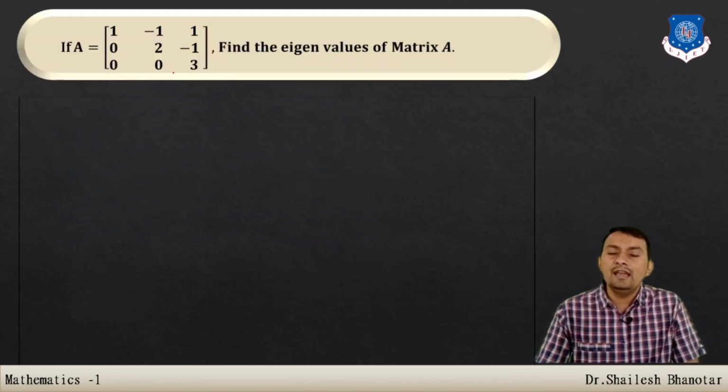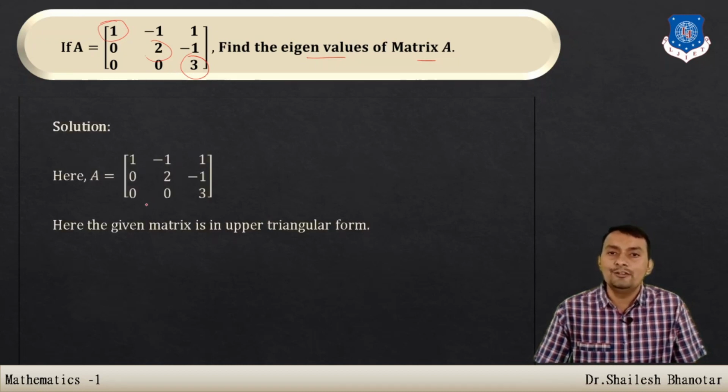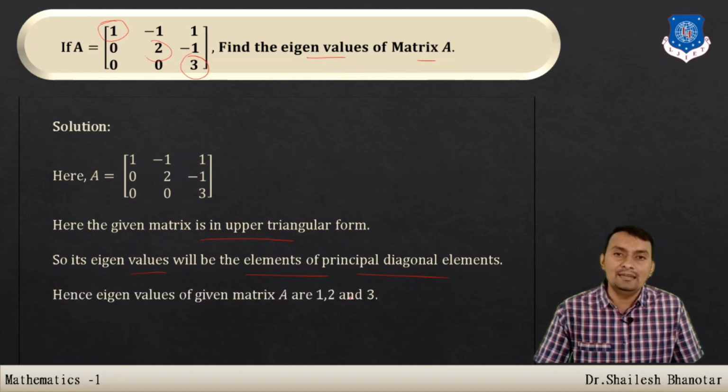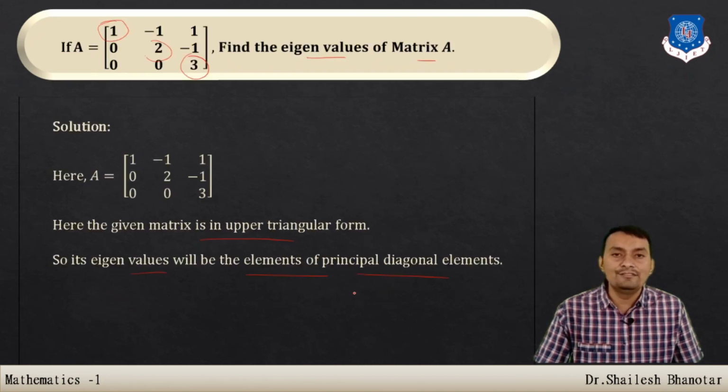Suppose the matrix A is given and I want to find its eigenvalues. In that case, how can we find them? You should keep in mind whether the matrix is upper or lower triangular. Here it is an upper triangular matrix, so the entries on the diagonal, 1, 2 and 3, will be the eigenvalues. Your given matrix is upper triangular, so the eigenvalues are the principal diagonal elements, that is 1, 2, 3.